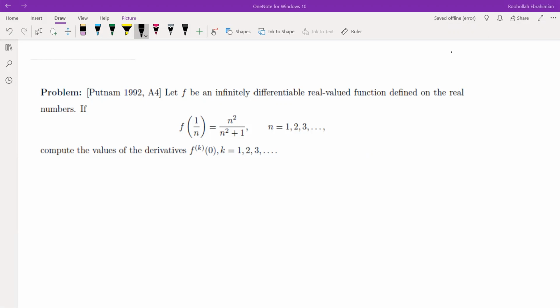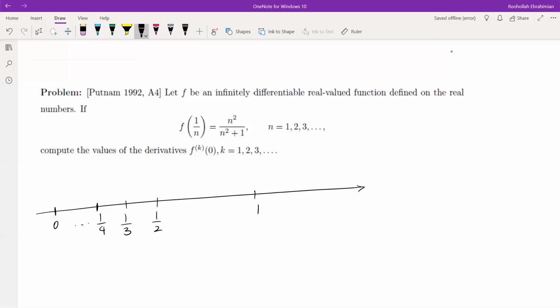So this seems a bit strange because we are trying to find all of the derivatives of f at 0 with only the values of f at countably many points on the real line. We are given f of 1, f of 1/2, f of 1/3, f of 1/4, and so on. It doesn't seem like enough information to find all of the derivatives of f, but of course, we know this is a competition problem, so it should have a solution, and probably a neat solution.